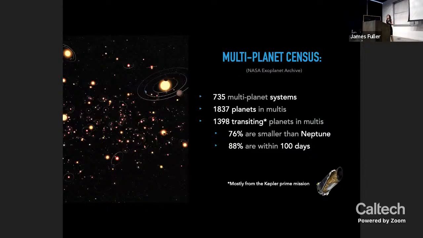Of course, with the burgeoning number of not only planets, but planetary systems, we can begin to look for patterns beyond the solar system. There are over 700 detected multi-planet systems with nearly 2,000 planets, 1,400 of which are transiting. Most of these are from the Kepler Prime mission. TESS doesn't have a long enough baseline to find very many multi-planet systems. But still, this is a wonderful statistical sample in which to look for patterns.